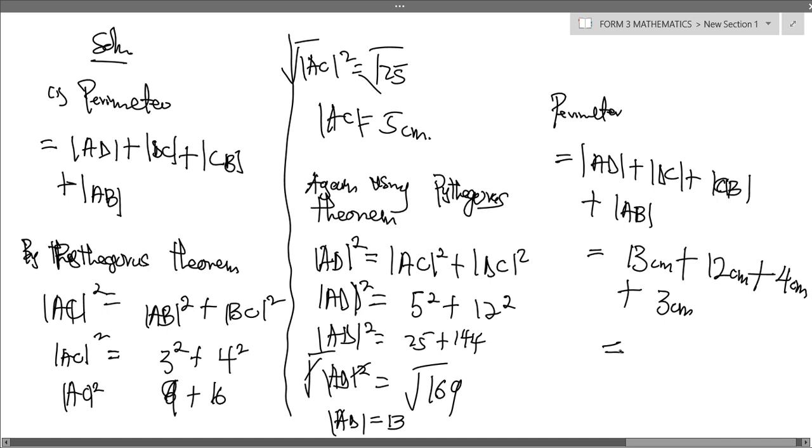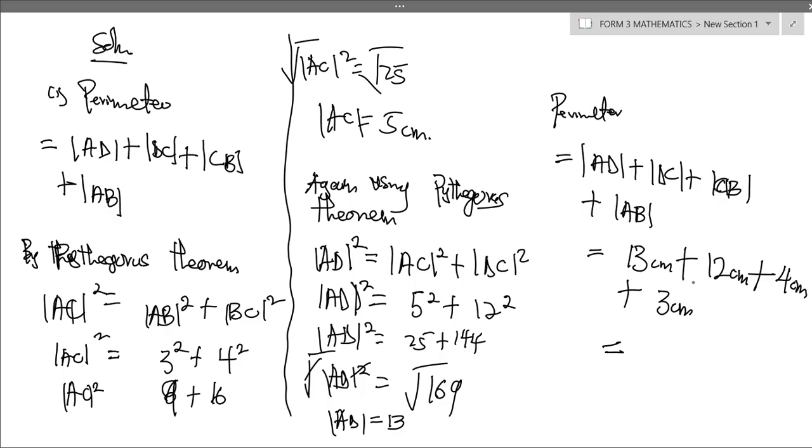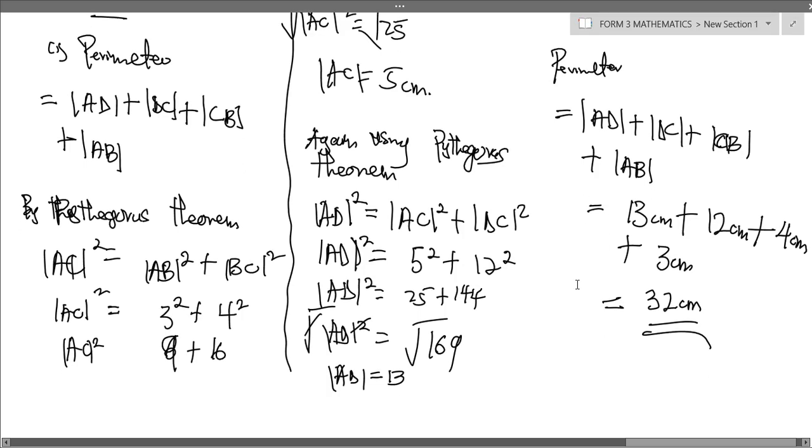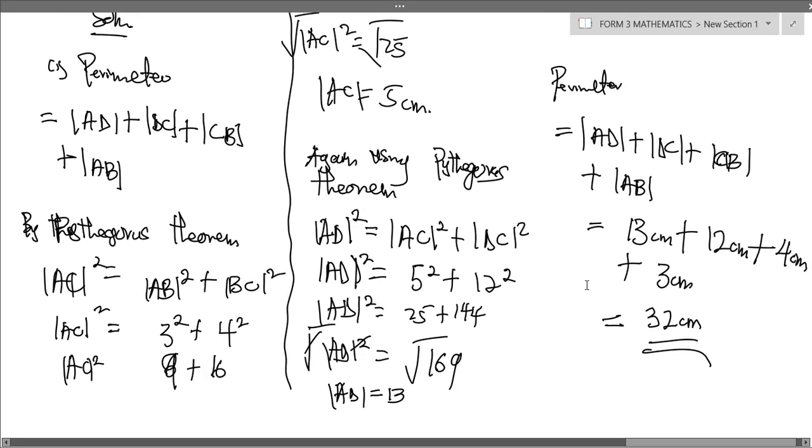And this is simple addition. 13 plus 12 will give us 25. 25 plus 4 will give us 29. 29 plus 3 will give us 32. So we have our perimeter to be 32 centimeters. That's our perimeter. Now, our perimeter is now 32 centimeters.